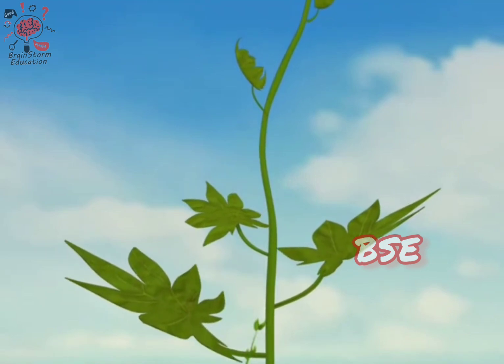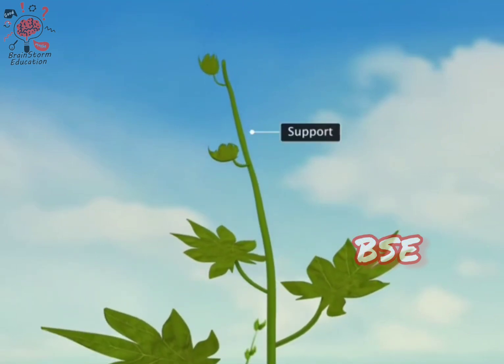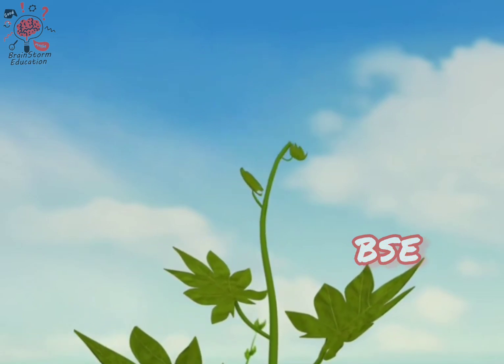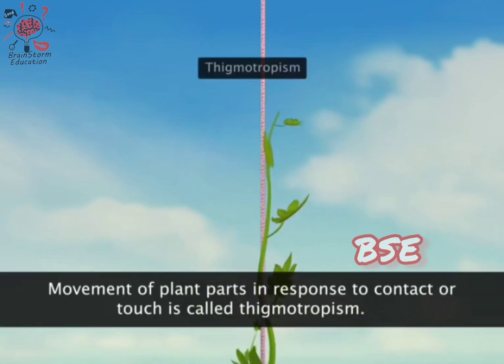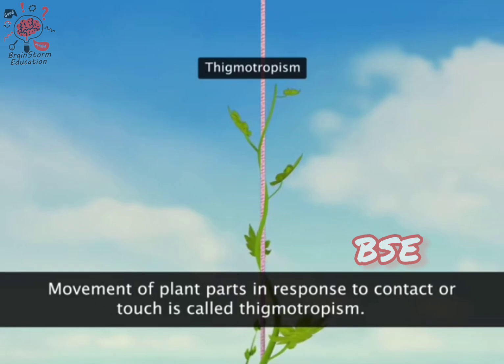Observe this creeper. Its tendrils are coiling around the support. Here, the tendrils of the creeper are responding to contact with the solid support and are winding around it. This type of movement, where the plant part moves in response to touch or contact with a solid object, is called thigmotropism.